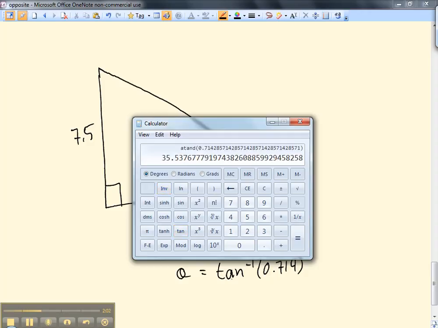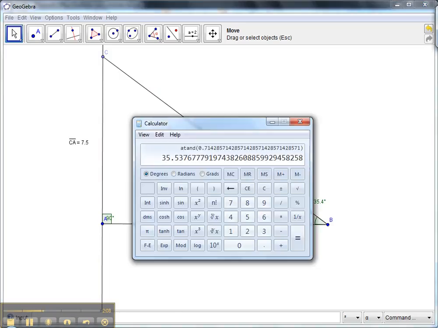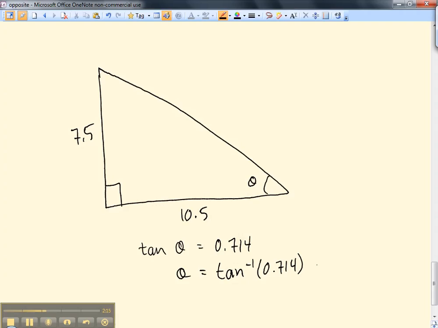Now, it's a bit of a rounding error because in the GeoGebra program I got 35.4 degrees, but it's just a rounding error. You would never lose marks on it, so just relax. So 35.5 degrees, that is our answer.